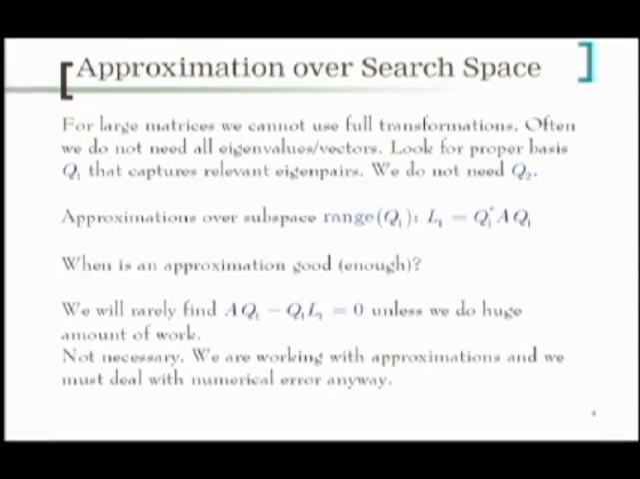Now one thing that is important to ask is, when is an approximation good enough? In practice you would like this residual to be 0: A times Q is Q times L. But you're never going to get this 0. In fact, you're never even going to get it necessarily completely small unless you do a huge amount of work. It's important to keep in mind we're always working with approximations, so we must deal with numerical error anyway, so we're not really looking for a 0 here.